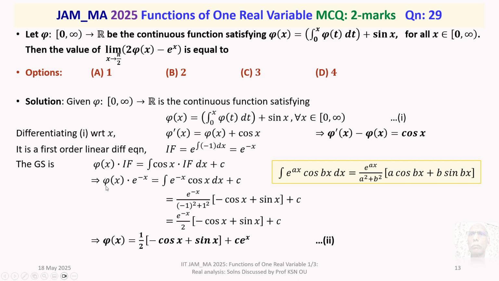You are multiplying throughout by e to the power of minus x. Then you will get phi of x is equal to 1 by 2 into minus cos x plus sin x plus c e to the power of x. You are multiplying throughout by e to the power of x. Then it will cancel and you get this one. This is the general solution of the given equation. Let's call this the second equation.